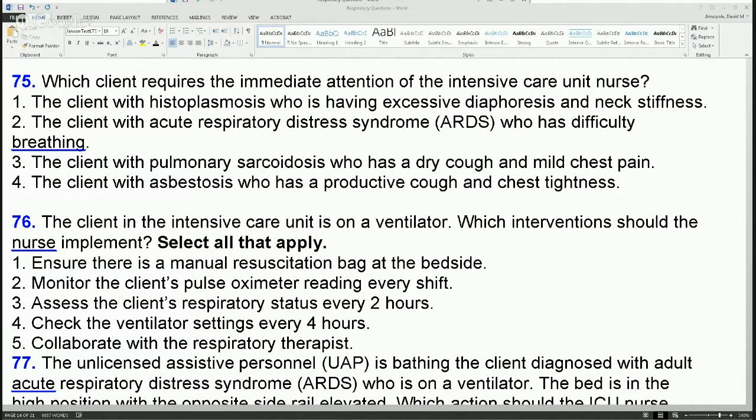Someone with ARDS would have difficulty breathing. Pulmonary sarcoidosis. You hear that on House all the time. Dry, mild chest pain, productive cough, and chest tightness. I'm going to go with 3. There's a trump card. 2. Difficulty breathing. Doesn't matter the disorder. You would expect difficulty breathing. You're right, but that trumps everything when they have difficulty breathing.